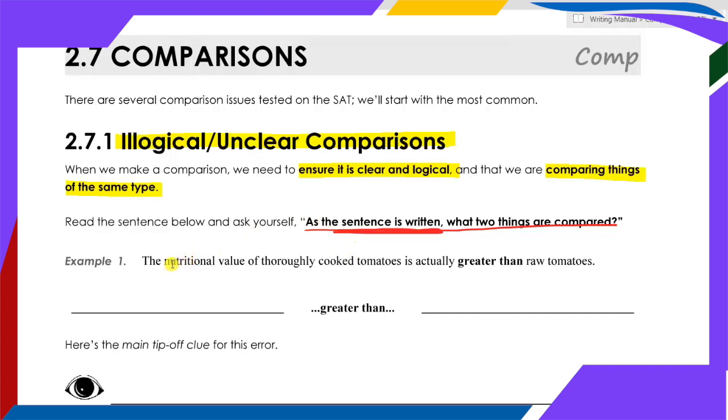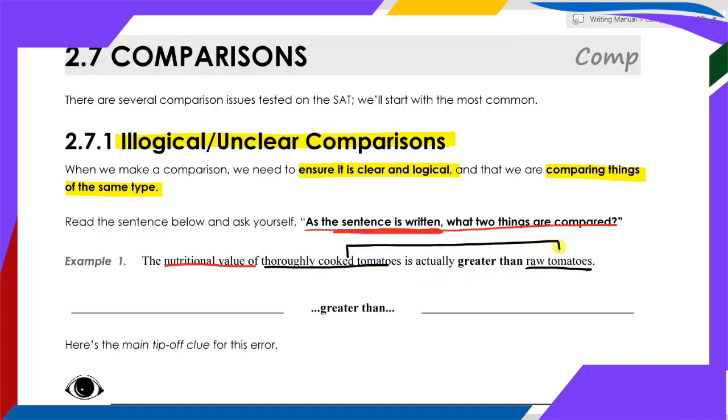So we have: the nutritional value of thoroughly cooked tomatoes is actually greater than raw tomatoes. A lot of students will read this sentence and think, all right, that's pretty clear. So they're giving me that the nutritional value of one type of tomato is greater than the other type of tomato. However, that's exactly the problem: we have compared in this sentence the nutritional value of one type of tomato to the other type of tomato itself.